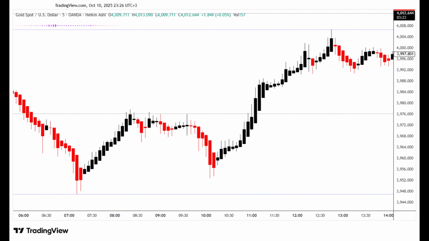HA smooths that out, keeps you focused on the main trend direction. Okay, that's powerful for staying in. So when do we get out, or at least pause and reassess? An exit or pause signal usually comes from two things.